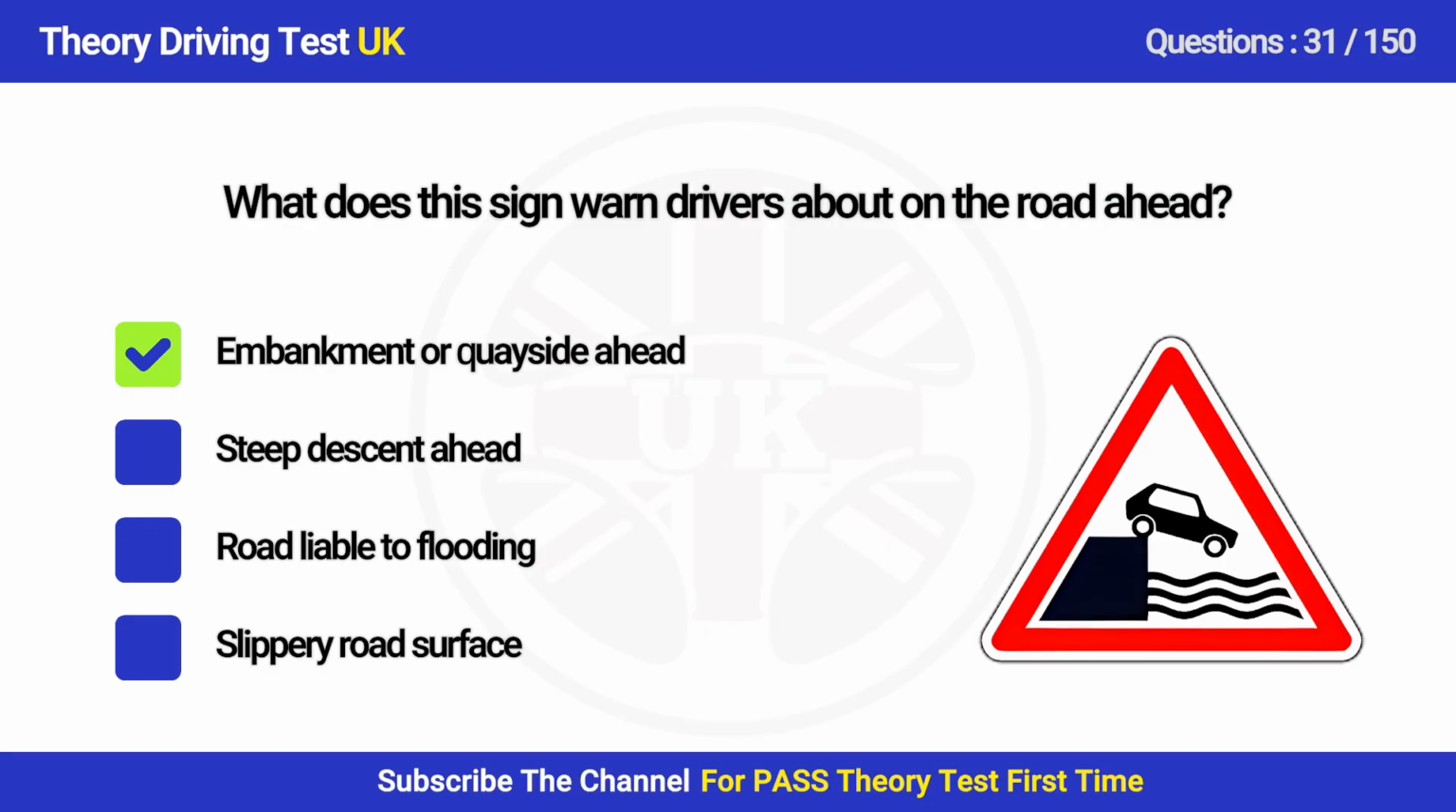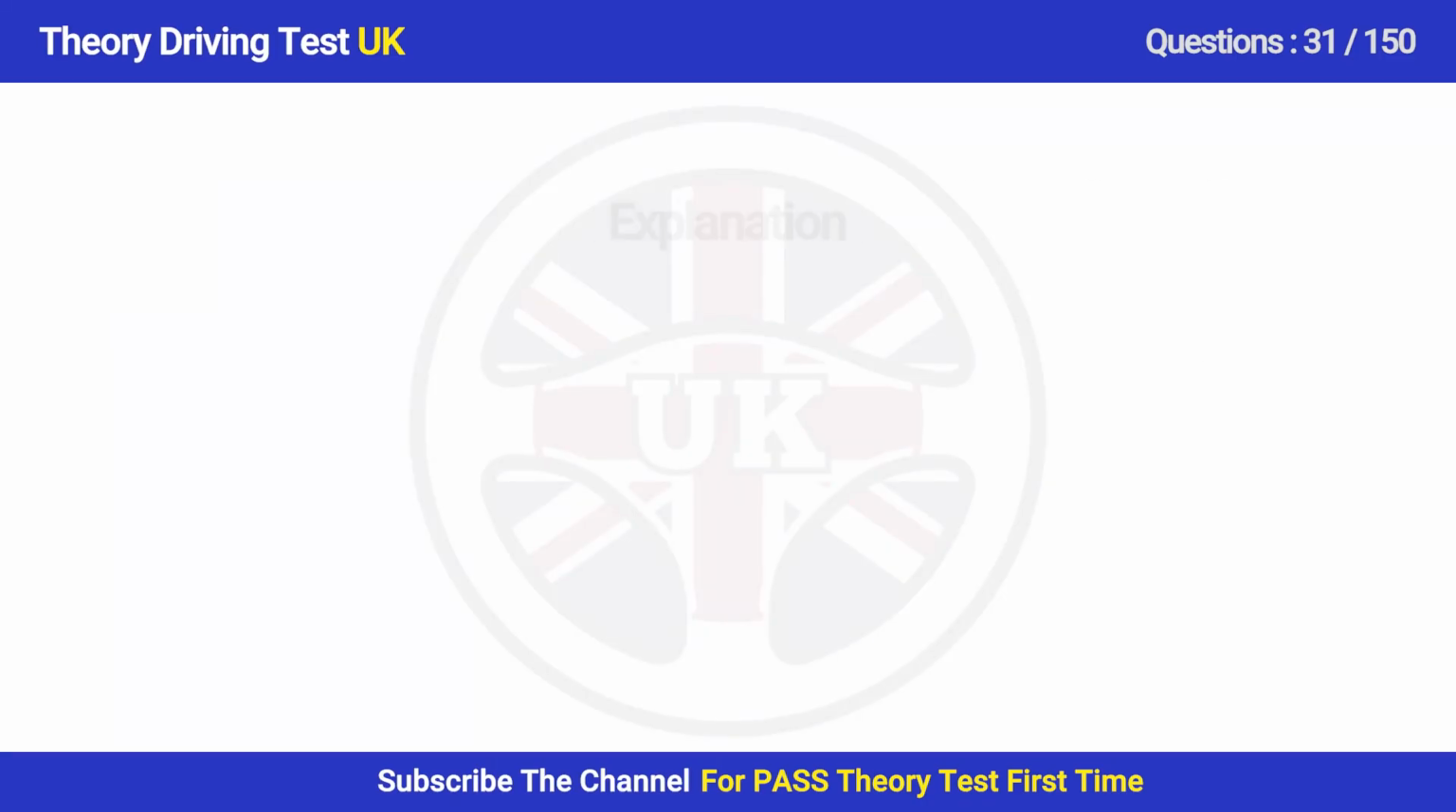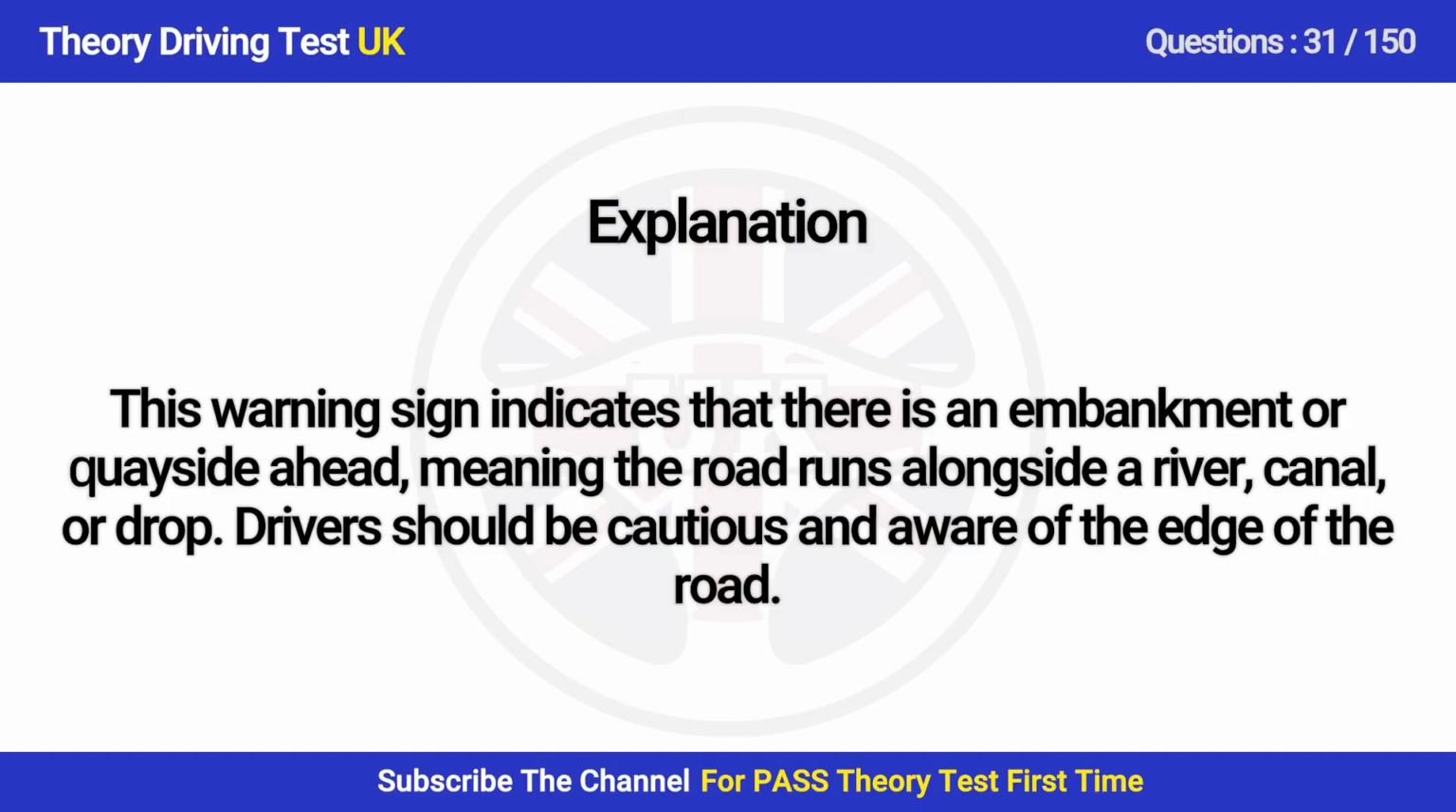Answer is A, embankment or quayside ahead. This warning sign indicates that there is an embankment or quayside ahead, meaning the road runs alongside a river, canal, or drop. Drivers should be cautious and aware of the edge of the road.